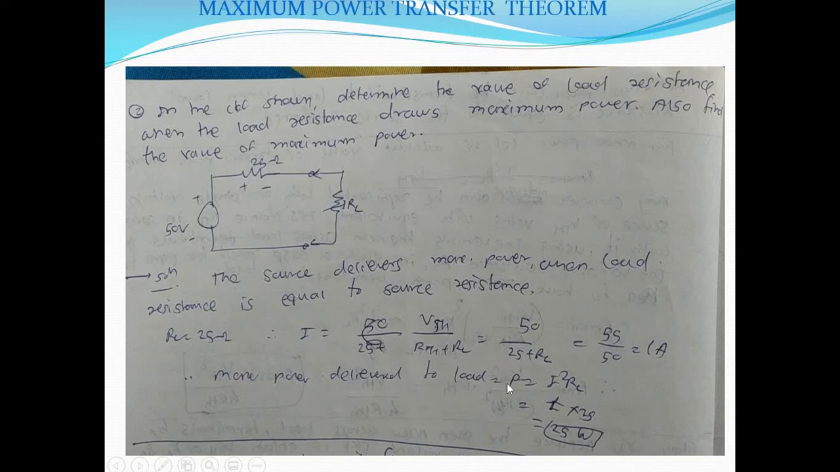So maximum power delivered to the load is P equals I square RL. I is 1, square, into 25, that is 25 watt. Otherwise we can directly use the formula: maximum power transferred P max is equal to VTH square upon 4 RTH. That is 50 square upon 4 into 25, so it will be 25 watt. So you can easily solve it by any method.